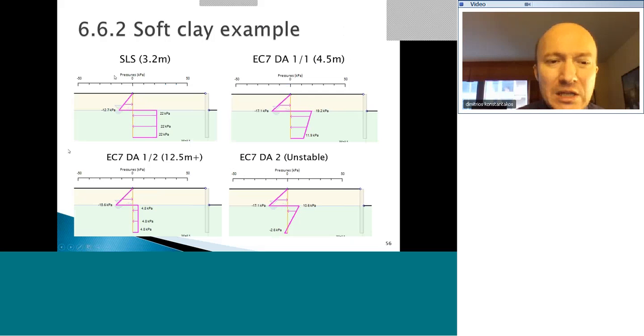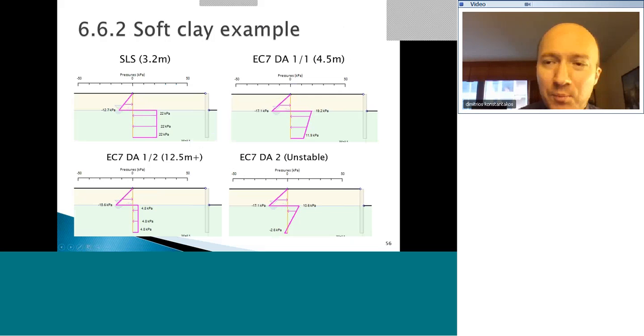So this is our net loading diagram for the service case. We need 3.2 meters. If we go to design approach 1, where we're multiplying the active pressures by 1.5, not 1.35, we see that the net loading diagram progressively with depth starts decreasing, which tells us that this is becoming inherently unstable with depth.